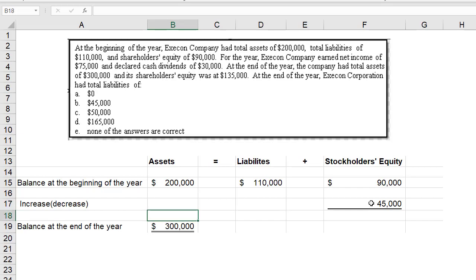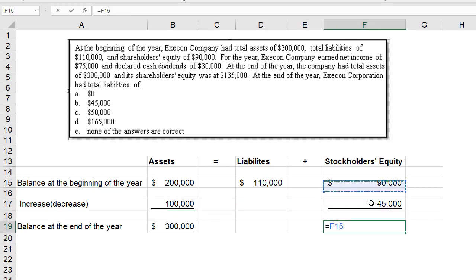Now, they also told us that the company had total assets of $300,000 at the end of the year. So we know this number here had to be a $100,000 increase. Okay? Now, once we know that, we also know that stockholders' equity was $90,000 plus the net change of $45,000, which was the $75,000 of income less the $30,000 of dividends that were declared.